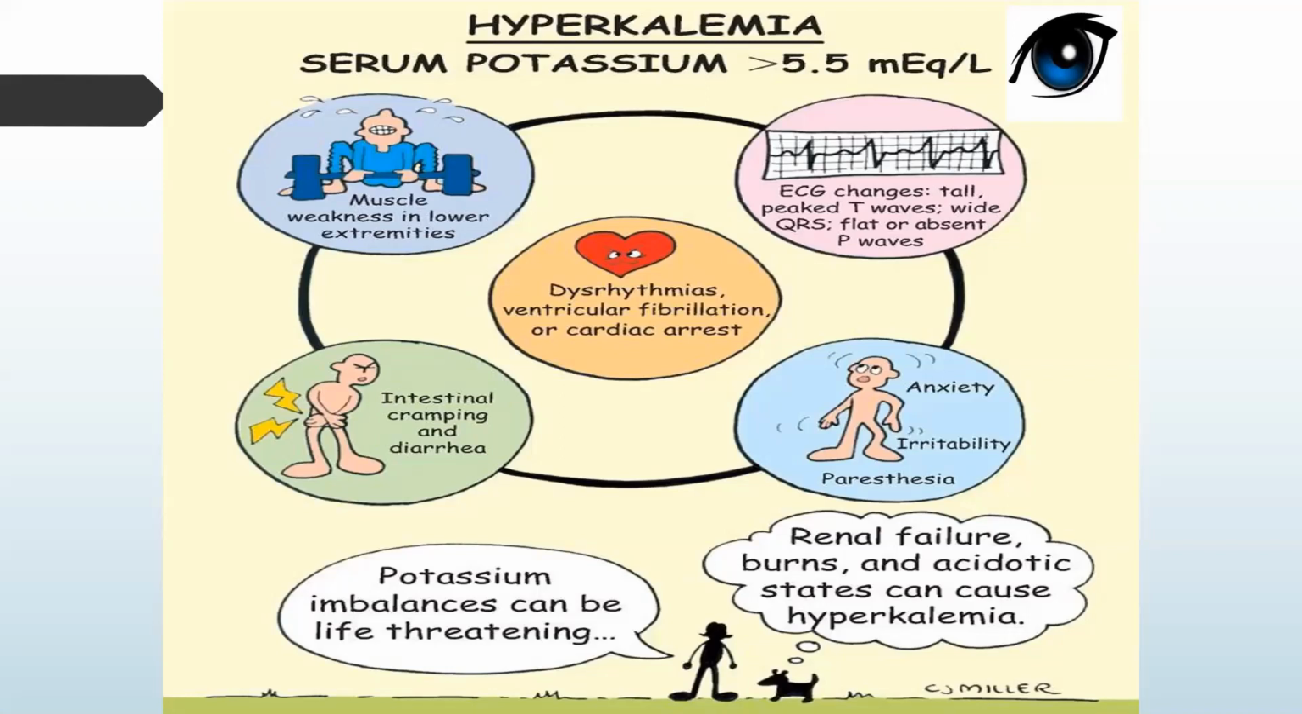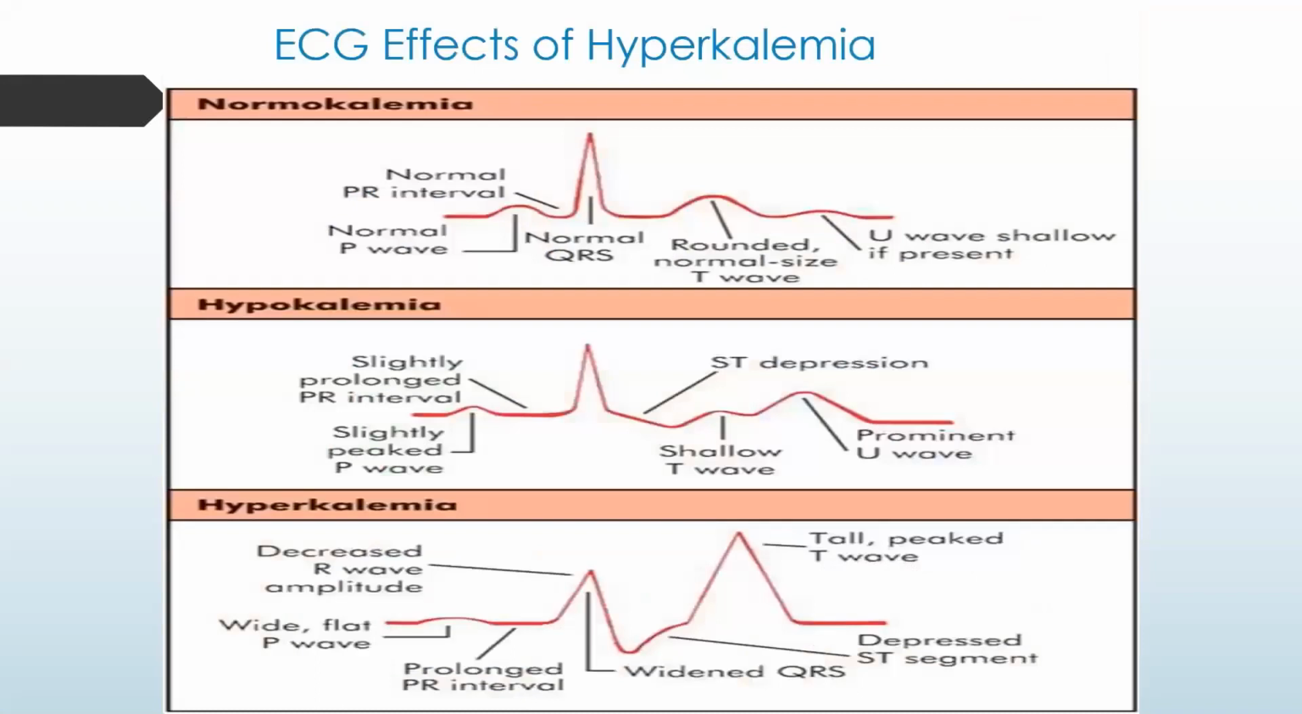Cardiovascular, we see slow, weak, irregular heart rate, bradycardia, hypotension, and chest pain related to ECG changes of tall and peaked T waves, prolonged PR intervals, and flat or absent P waves. Gastrointestinal, increased motility, hyperactive bowel sounds, diarrhea, and abdominal cramping. Laboratory findings include serum potassium level that exceeds 5.1 milliequivalents per liter, ECG changes, which include tall peaked T waves, widened QRS complexes, and prolonged PR intervals.